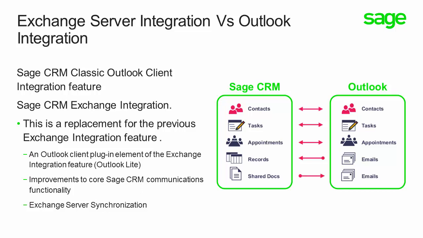That's outlined on the right hand side, where you have the features of what the classic Outlook integration is doing. Outlook is moving contacts backwards and forwards, tasks are moving backwards and forwards, appointments are moving backwards and forwards. So all of these multiple different forms of synchronization are taking place.